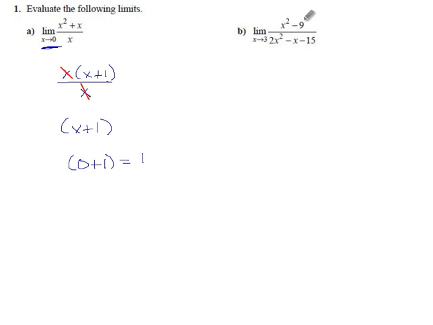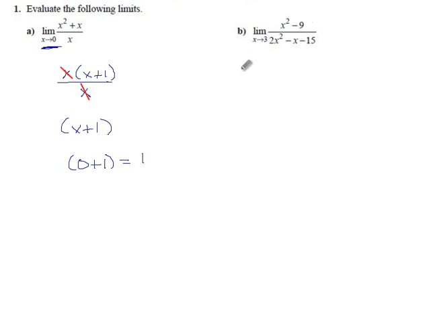For b, let's see, I'll just put 3 in the denominator because I have a pretty strong feeling it's going to come out to 0. 3 squared is 9 times 2 is 18. 18 take away 3 is 15. Take away 15 is 0. So, how to fix? Again, factoring is probably our only hope.